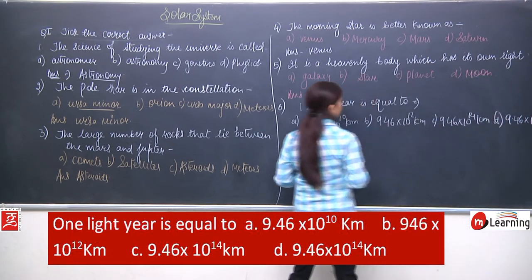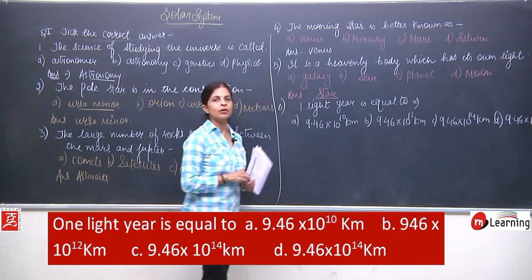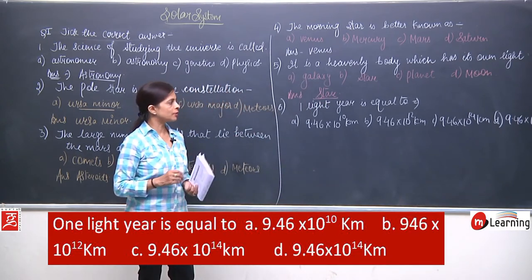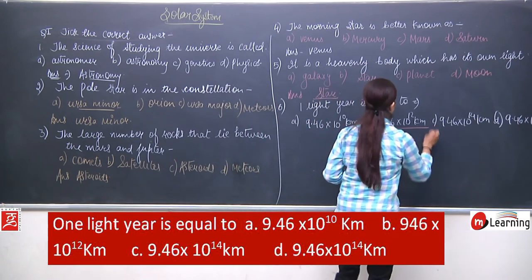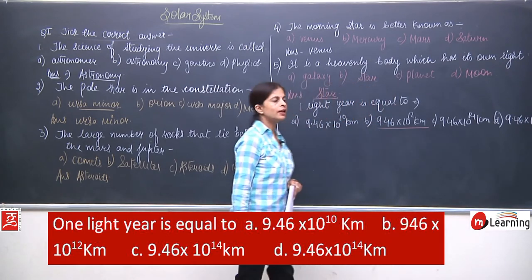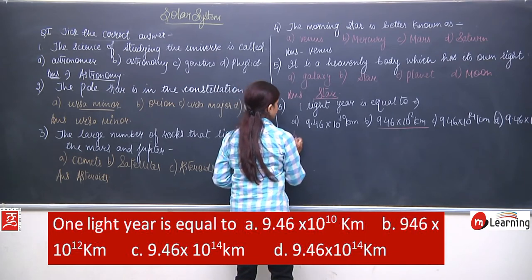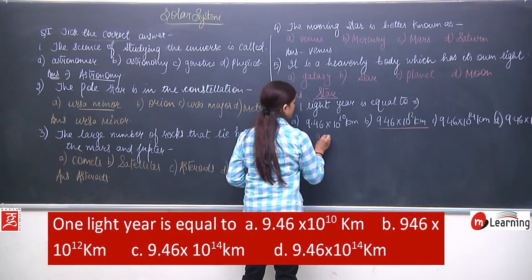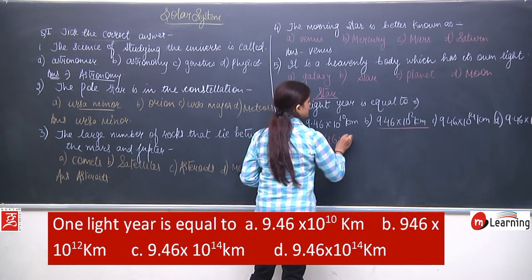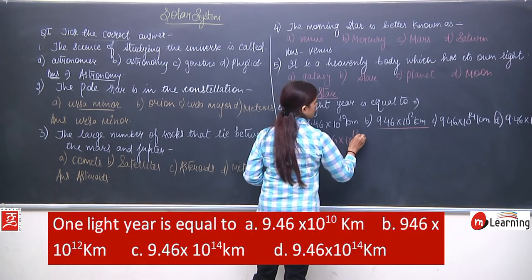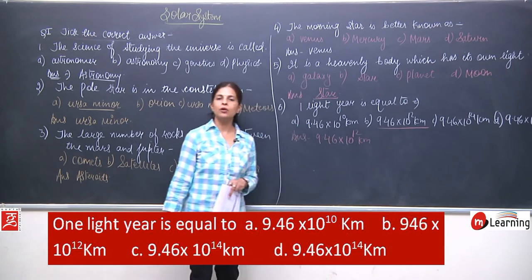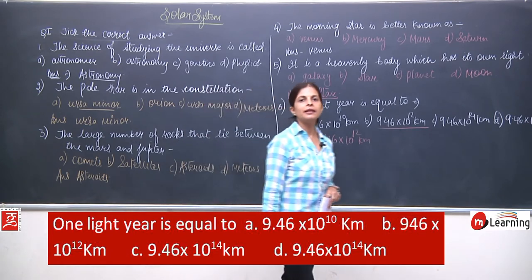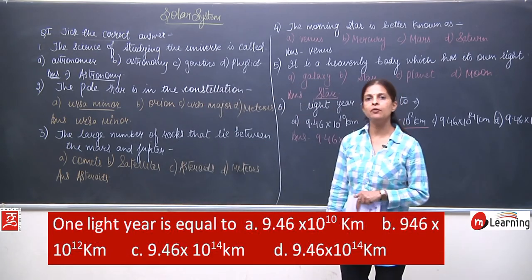And we know the correct answer. We have also solved this, that how it comes to this value. And the correct answer is 9.46 into 10 raised to power 12 kilometers. As we all know, what is one light year? The distance covered by the light in 1 year.